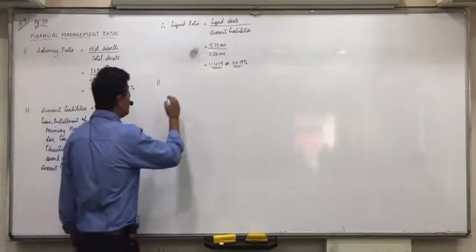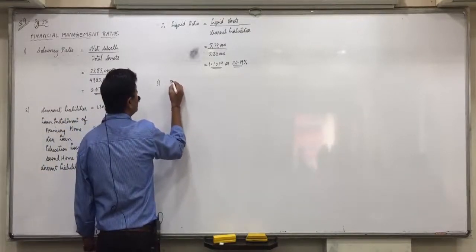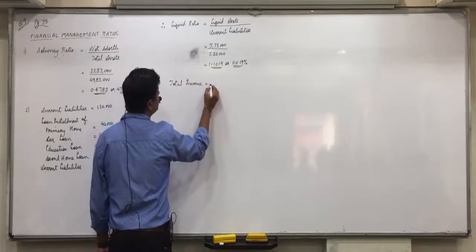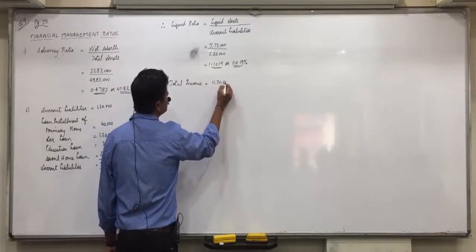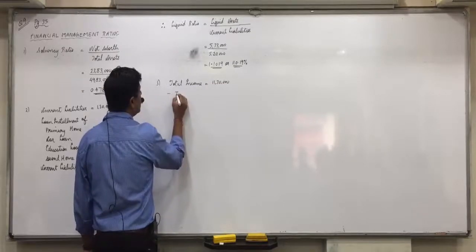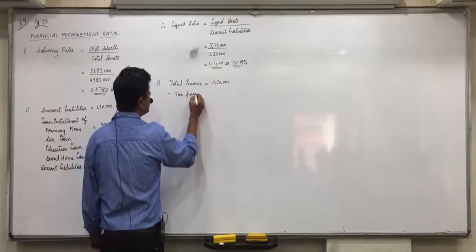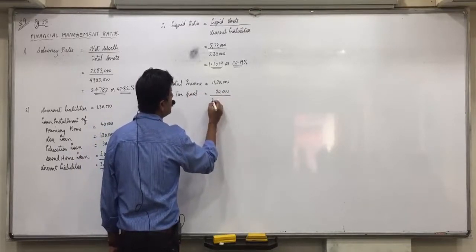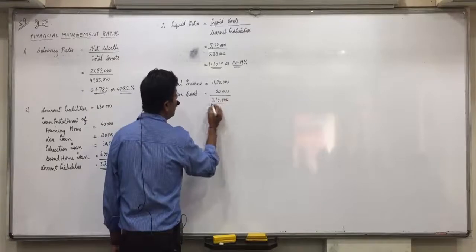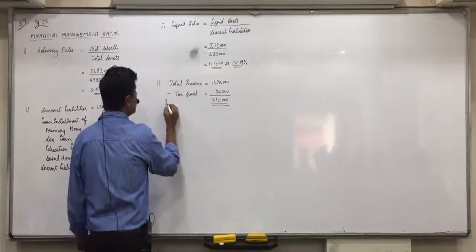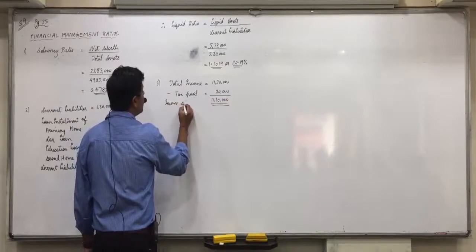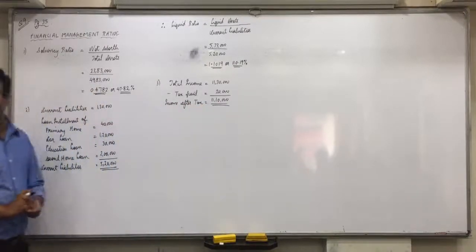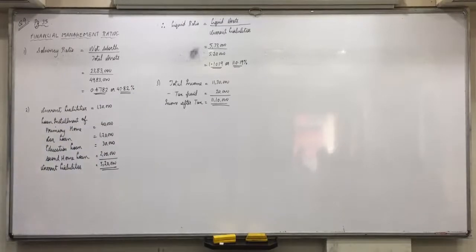So first we'll find income after tax. Total income or gross income is 11,30,000 minus tax paid, which is 20,000. 11,10,000 is income after tax. Understood this, everyone?